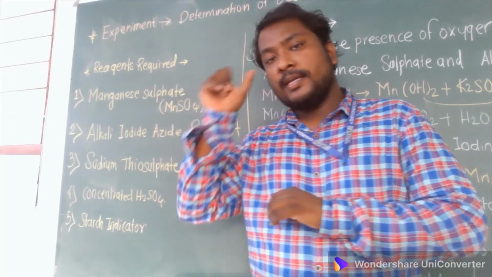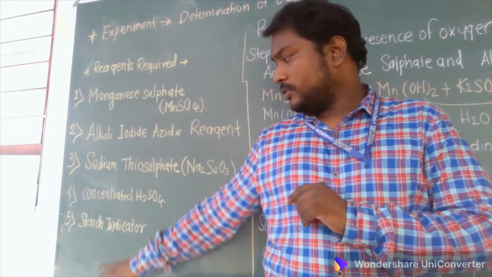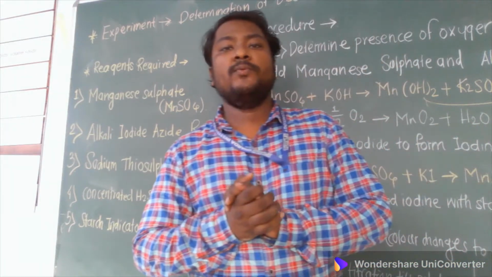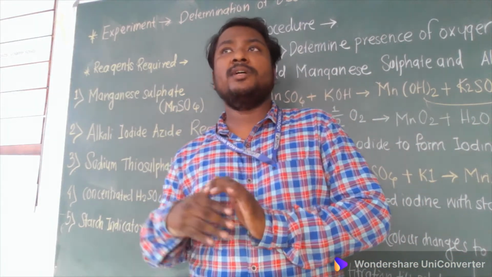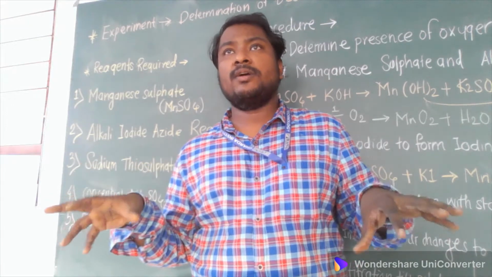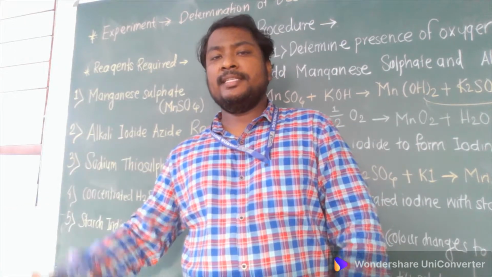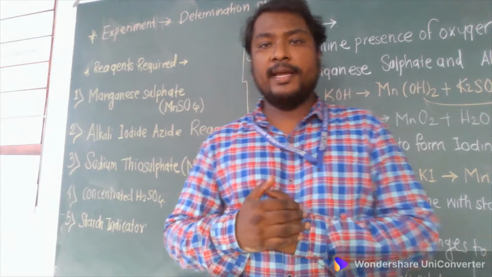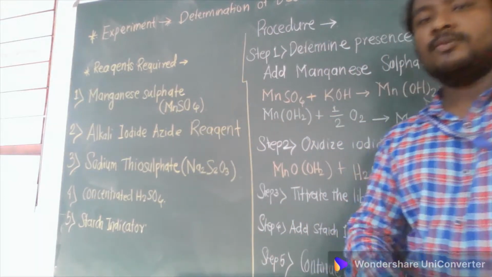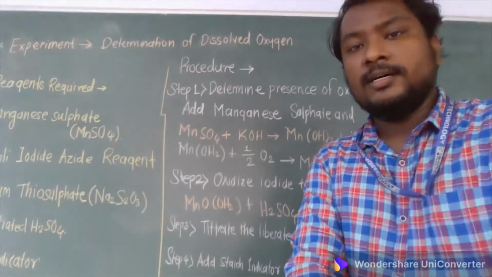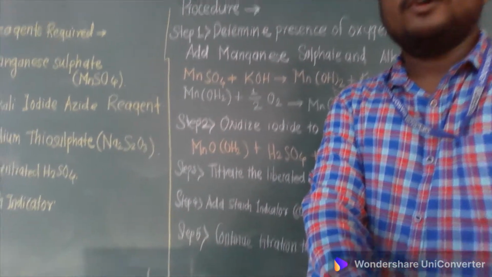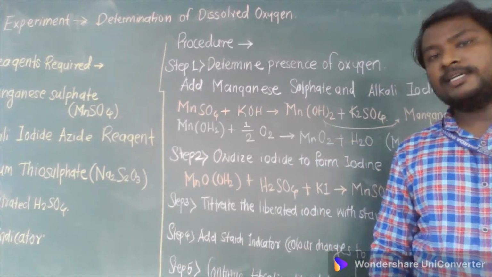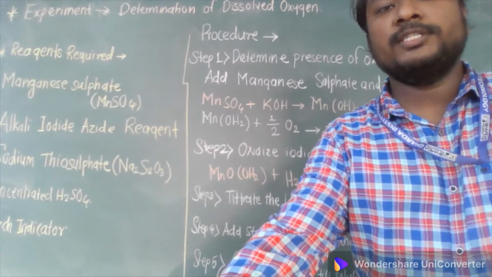Then the fifth one, it is not a chemical, it is simply the indicator, and that indicator gives the information that a color change has occurred and your titration has reached an end point, and this is the process of titration or volumetric analysis. Having seen the reagents which are required, now we will see particularly the procedure.